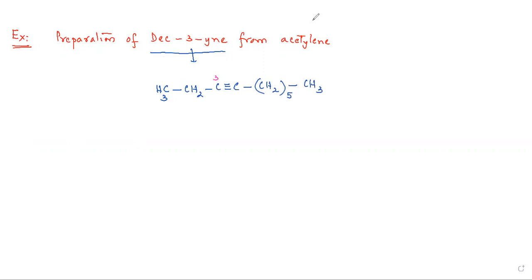Now, acetylene is this, right? Then these are the acidic hydrogens. Now these are to be replaced by these two things, right?